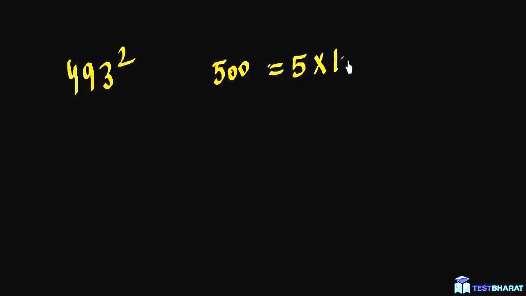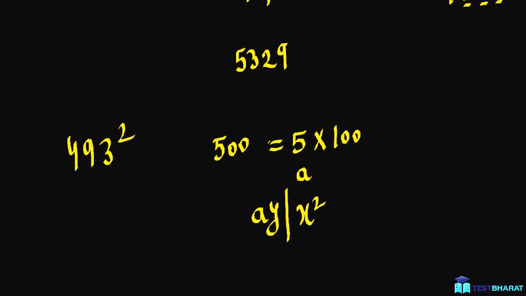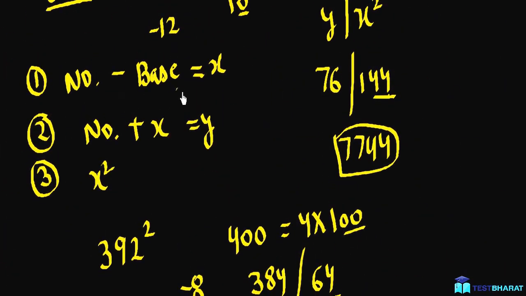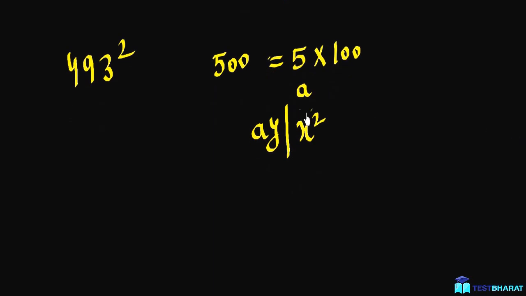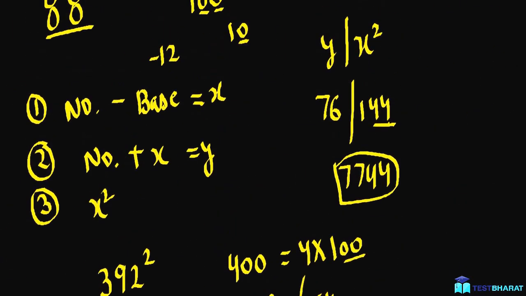So let us do one more example. Let's say I have to find the square of 493. Here the closest number I can take is 500. That is 5 into 100, so my a will be 5. So my formula will be ay slash x square. What is x? x is number minus base, which is minus 7. And what will be my y? My y is number plus x.